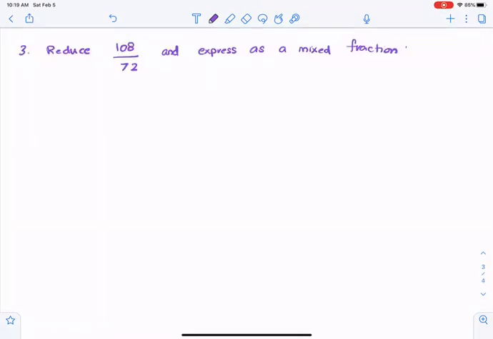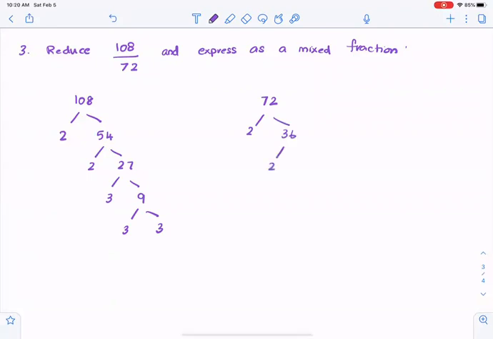So we want to reduce 108 over 72 and express it as a mixed fraction. Prime factorization, we start with the number 2, because it's a prime. 54 times 2 is 108. 2 times 27, 54. 3 times 9, 27. 3 times 3, 9. For 72: 2 times 36, 72. 2 times 18, 36. 2 times 9, 18. 3 times 3, 9.